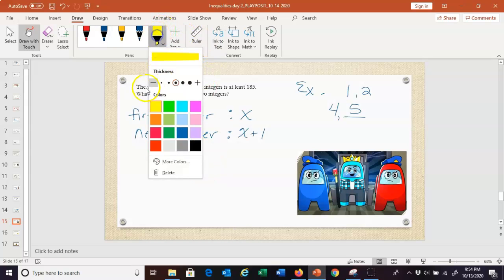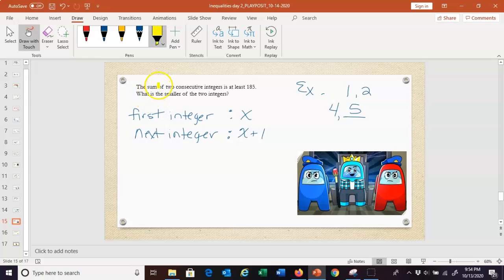All right, that's the hardest part, I think. So now let's use this. The sum of two consecutive integers is at least 185. So let's sum the integers. We're going to add the first integer to the second integer.